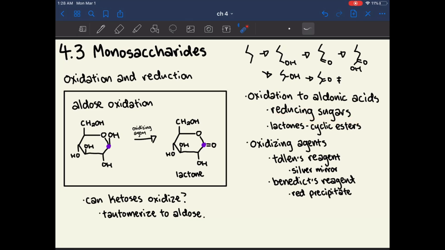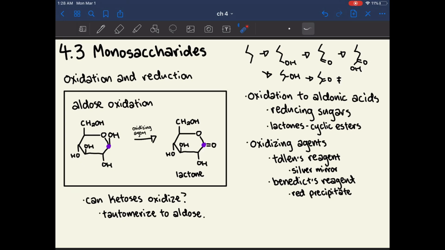And when this does happen, you can see that you form a lactone, and a lactone is the organic chemistry word for a cyclic ester. This here is an ester group, and because carbohydrates are generally in their cyclic forms, we call these lactones. So some oxidizing agents that can make this happen are Tollen's reagent, which is more important in organic chemistry. And when Tollen's reagent is added to a reducing sugar, this forms a silver mirror. Benedict's reagent can also oxidize a reducing sugar, and this will form a red precipitate.